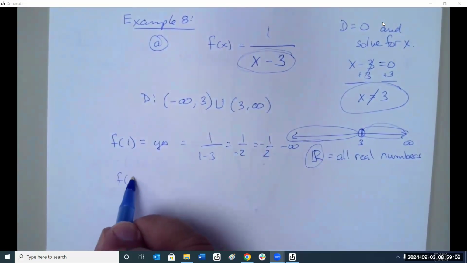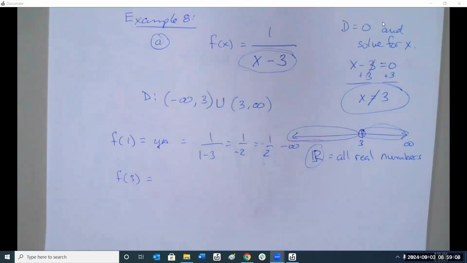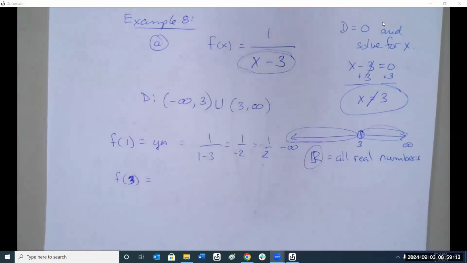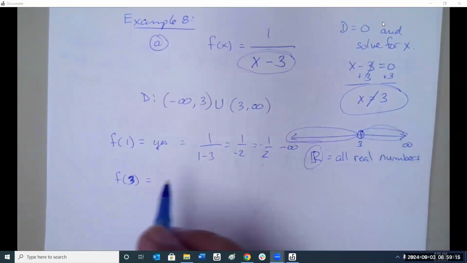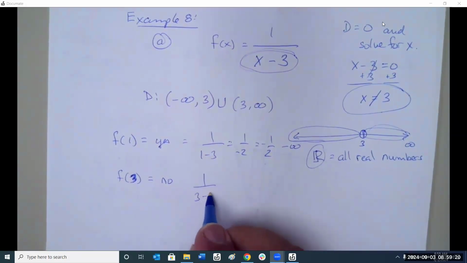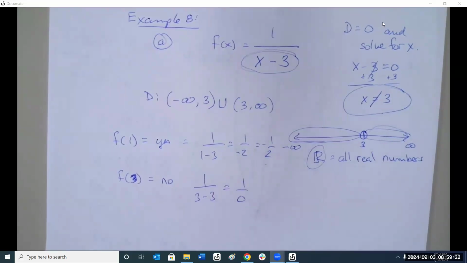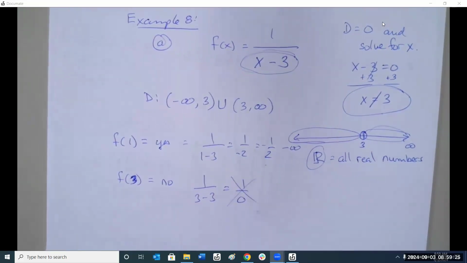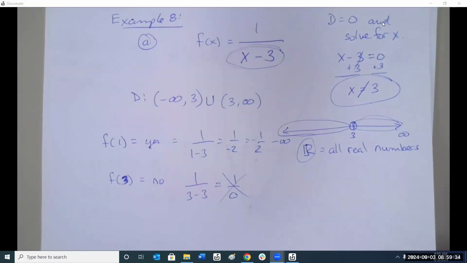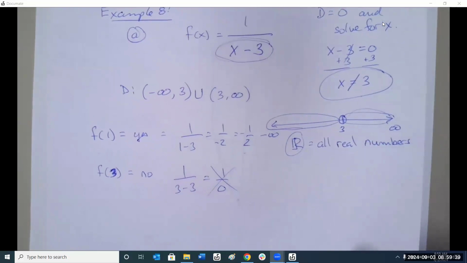How about if I gave you this? No, because here we decided we can't use 3. No. Because if we do that, we get 0 on the bottom, and that's not good. Okay, we'll look at the second one.